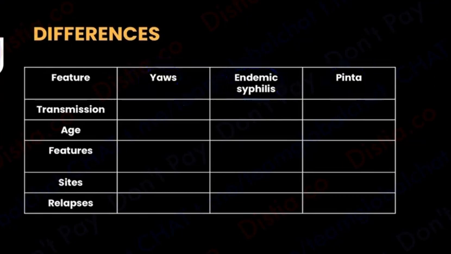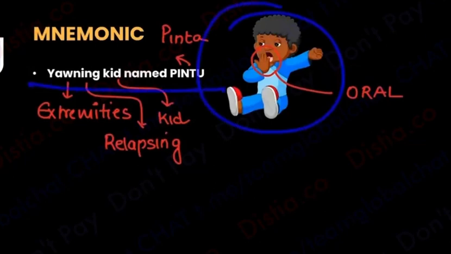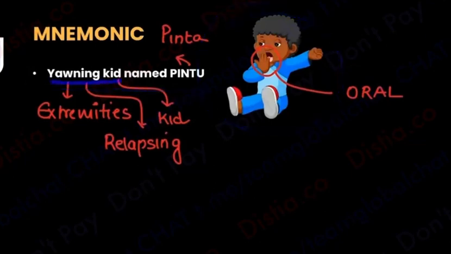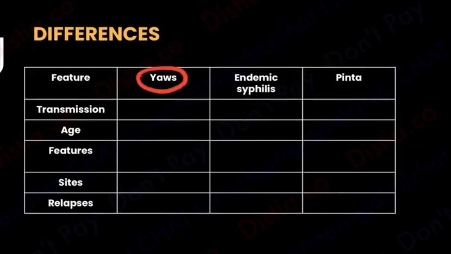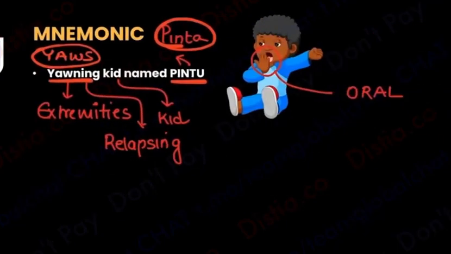For that, I want all of you to learn a yawning kid called Pintu. So we have a yawning kid named Pintu. Firstly, the yawning will definitely mean that I'm talking about a disease called yaws, and Pintu will definitely tell you that you're talking about a disease called pinta. So I'm currently talking about yaws and pinta. So you can see pinta over here.